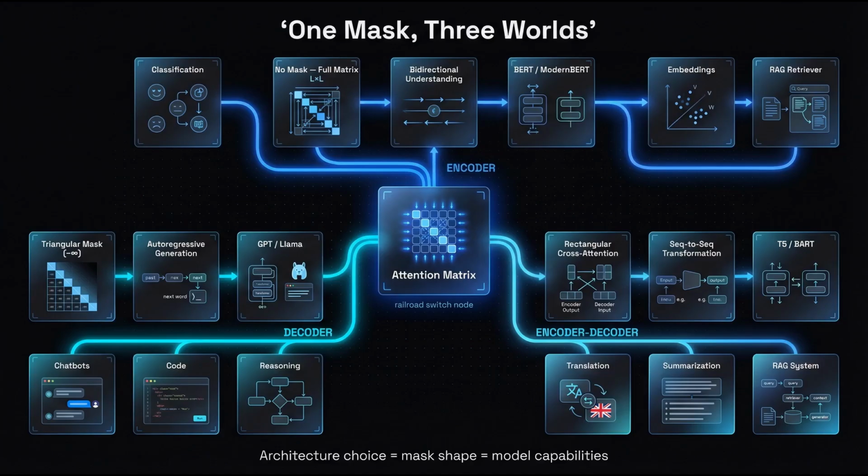Cross-attention with rectangular matrix. Encoder-decoder. Q from decoder, K and V from encoder. Sequence transformation. Translation, summarization, RAG system as a whole. T5, BART. There is no best architecture. There are appropriate tools for appropriate tasks. The mask determines capabilities, and the practitioner must match the tool to the task.